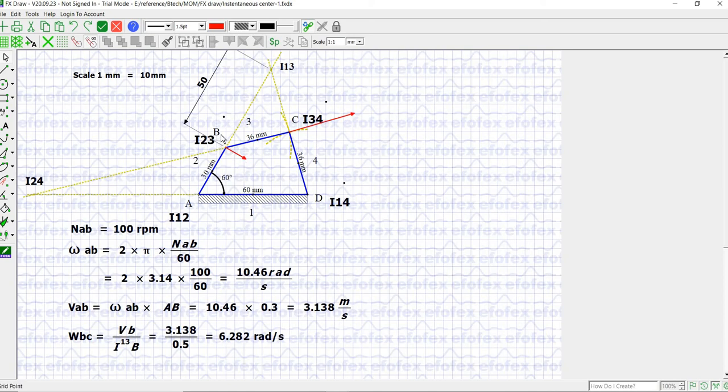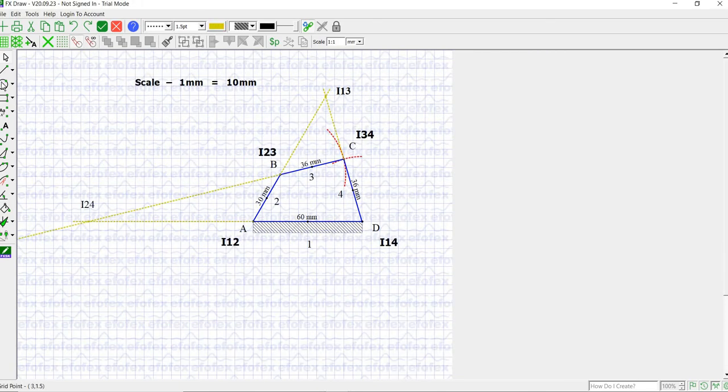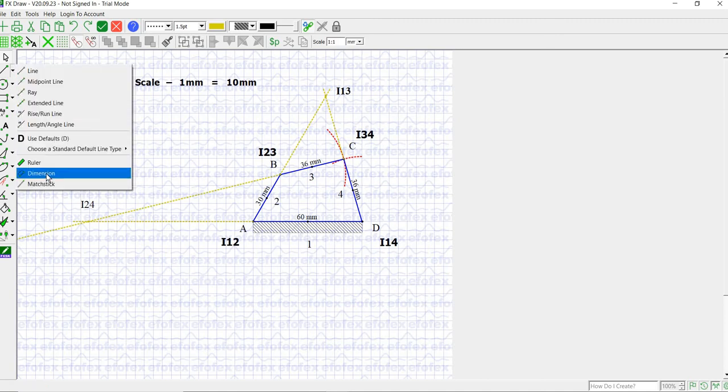At the same time, the point B is actually shared by both link AB and BC. So it's a point of link 3. If you consider link number 3, it is rotating about link number 1, about this point. So how can we find out the angular velocity about this point? If you know this length, the link is rotating about this point. So we can physically measure that dimension.